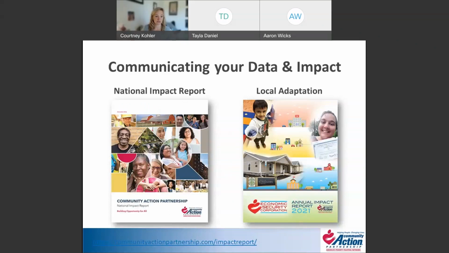And then another example of something that in the last couple of years we've provided more support and energy around in the network is creating your impact report, not just an annual report of what your agency offers or the services and outputs, but really talking about what impact your organization had. And so we created a national impact report a couple of years ago, and it did what we just talked about on a previous slide, where we really contextualized the data with the stories.